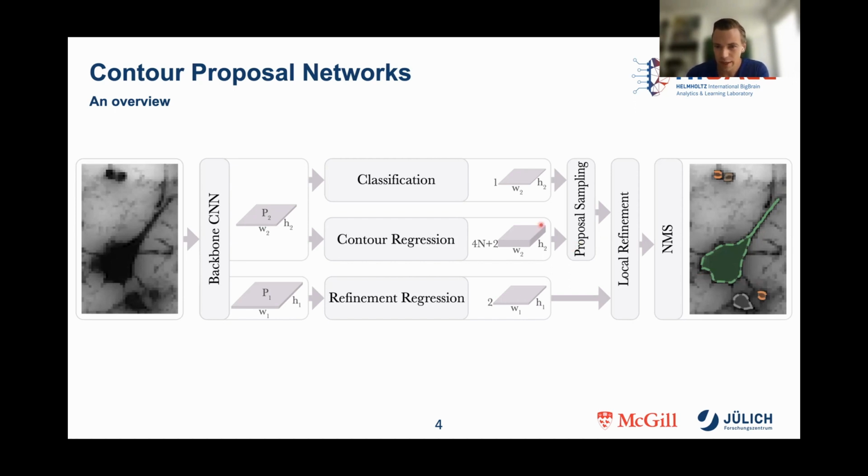After that, we use the classification result to extract a list of all contour representations that actually represent an object in the input image. We apply a so-called local refinement to make sure that we are as precise as possible, and finally apply a non-maximum suppression. As I said, we will go through all the steps bit by bit.